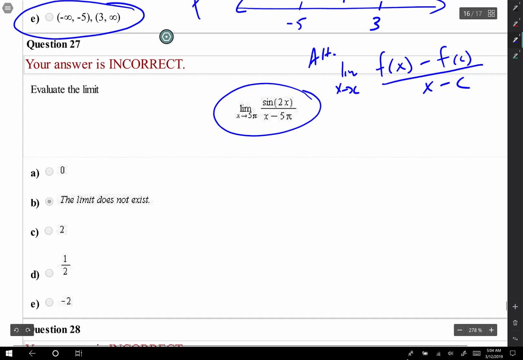So sine of, if I put a 5 pi in there, 5 pi times 2 is 10 pi. Sine of 10 pi is 0. So that's why you don't see it in there. Sine 2x minus 0, and then x minus 5 pi. As soon as you see a 5 pi there and a 5 pi there, and you see x and x, it's probably the alternate definition of a derivative. You could also use L'Hopital's rule, but we haven't learned that yet. We're going to learn it this week.